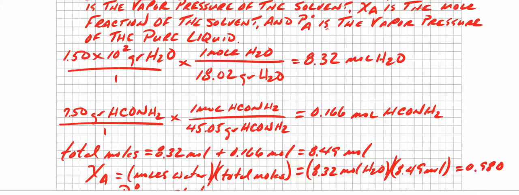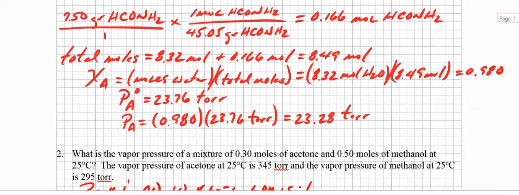Let's determine the total moles. Just add the two up. 8.32 plus 0.166 moles is equal to a total of 8.49 moles. That's for the solution of formamide in water.